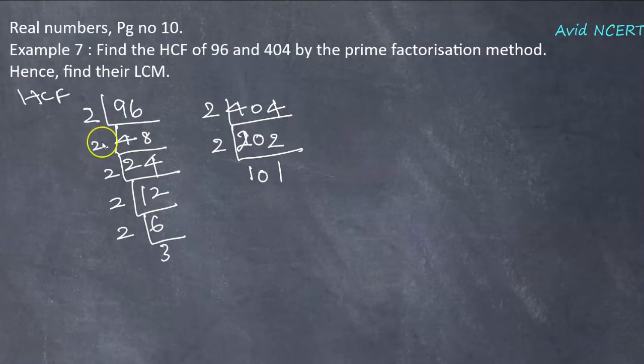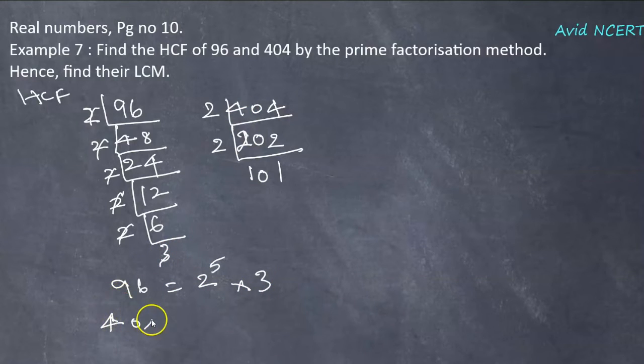So the factorization for 96 is 2, 1, 2, 3, 4, 5, which is 2 power 5 into 3. And for 404, it is 2, 1, 2, which is 2 power 2 into 101.